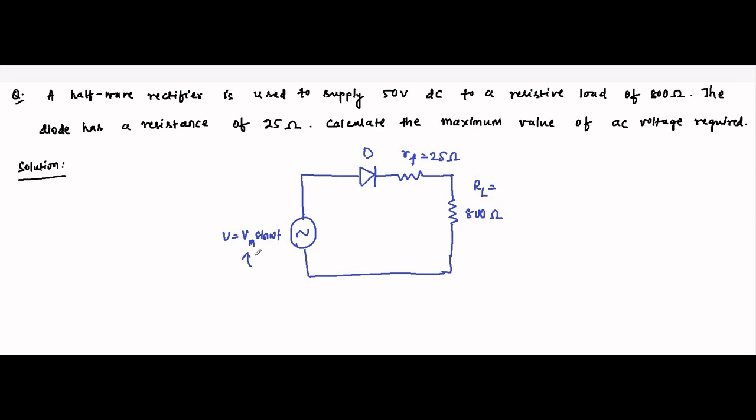Okay, so here it has been given that the output DC voltage is equal to 50 volt. Now we know that VDC, the DC voltage value at the output, is given by IDC into RL. This RL is given here 800 ohm, VDC is given here 50 volt. So we can determine IDC here: 50 volt divided by 800, which is coming around 0.0625, which is equal to 62.5 milliampere.